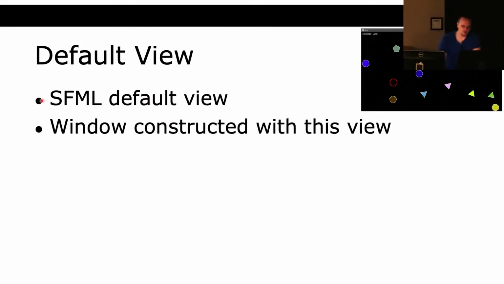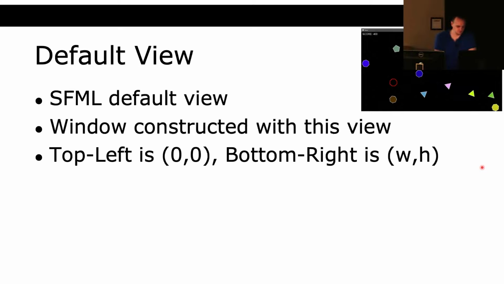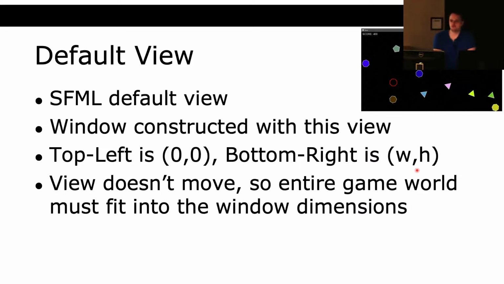So the SFML default view: the window is constructed by default with that view. That's why it's called the default view. Top left is 0, 0, and the bottom right is defined by the width and the height of the window. This view doesn't move, so the entire game world has to fit into the window dimension. So if you never change the default view, then the only thing you're ever going to see is that default view.